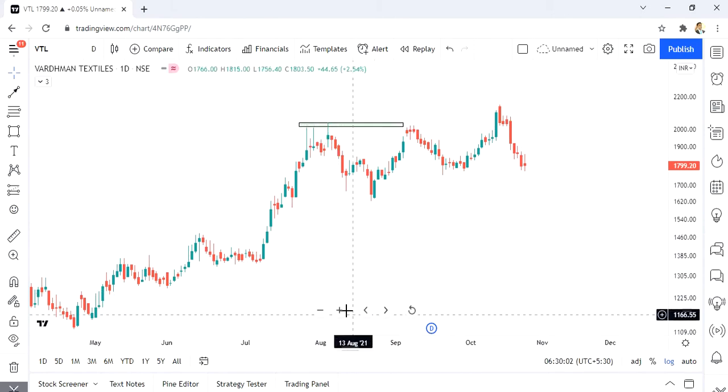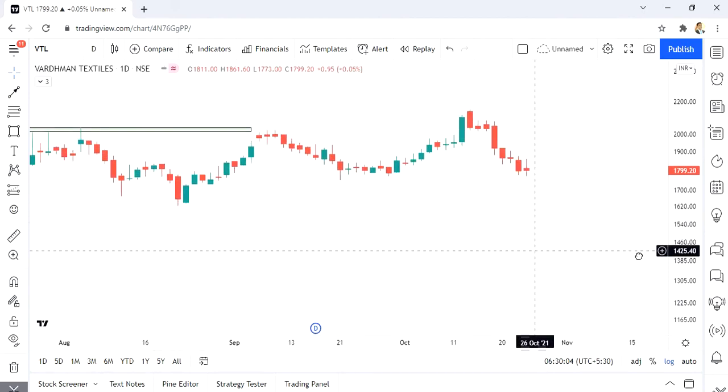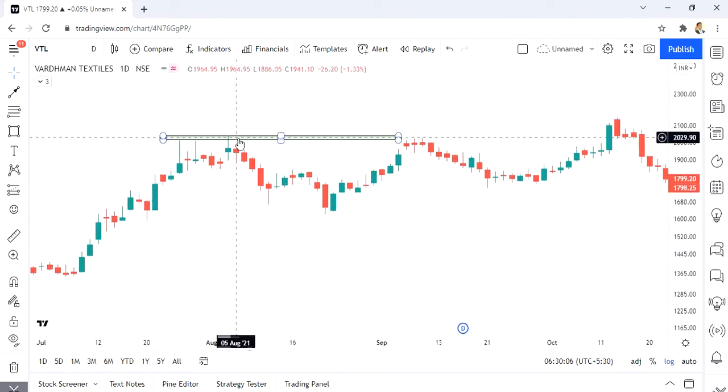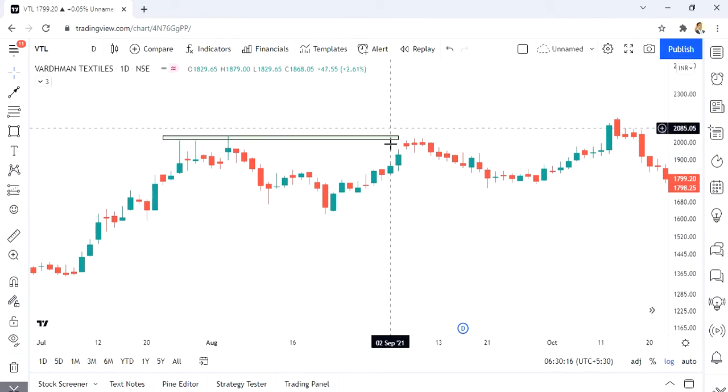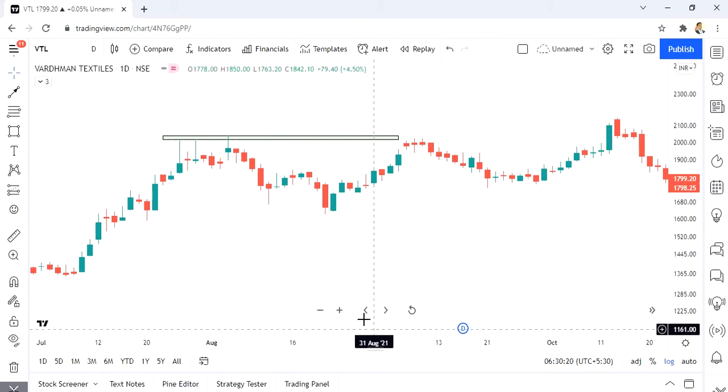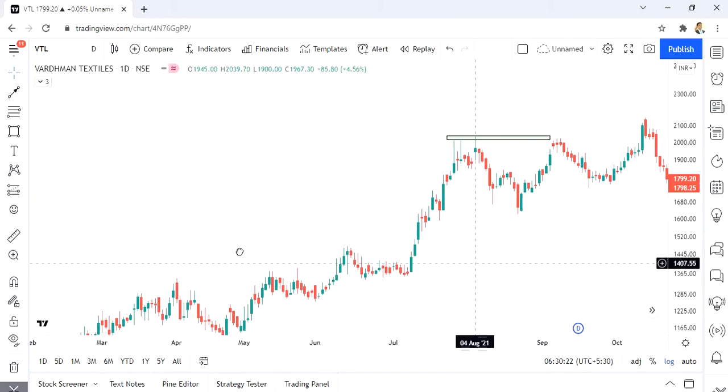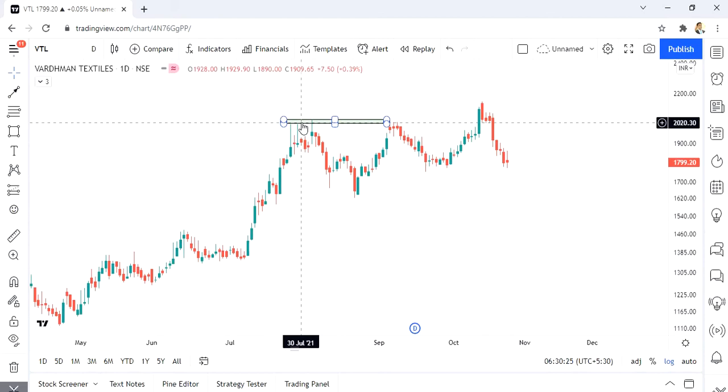If I zoom in, you see here, this is a zone where the price could face a resistance if it comes to this level. If it comes to this level, the price could face a resistance at this level. Now you see here, this is how I have drawn my resistance level.